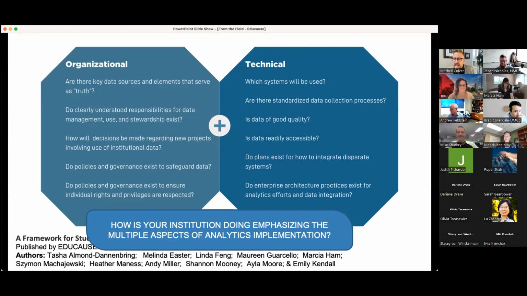So the question here is, how is your institution doing emphasizing the multiple aspects of analytics implementation, not just the technical aspects, in terms of organizational as well? Are there people who are willing to share? Because we'd love to hear varying perspectives.